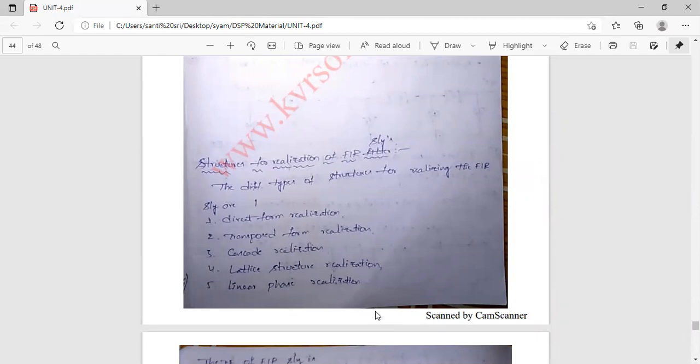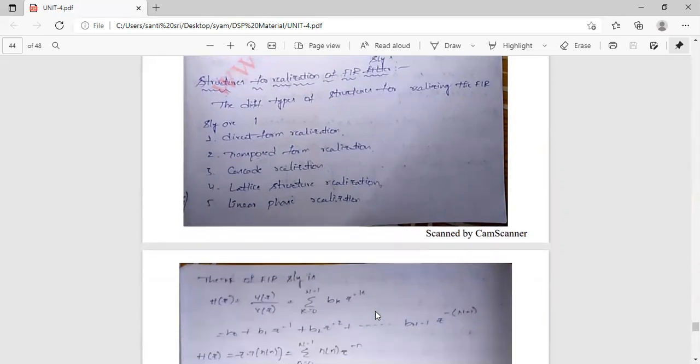Okay, these are the different structures. In IIR systems also we have different structures, and here also we have the different structures. The different types of structures for realizing the FIR systems are direct form realization. Second one is transposed form realization. Third one is cascade realization. Fourth one is lattice structure realization. And the last one is linear phase realization.